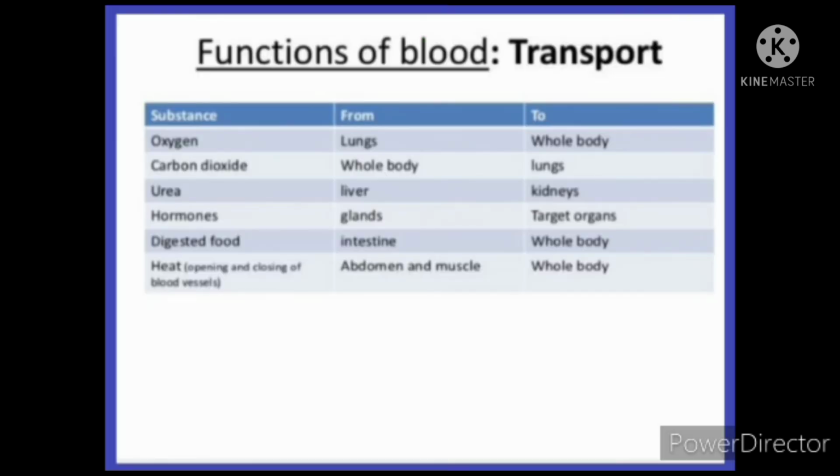Now we will read about the functions of blood. First of all, the different transport functions of the blood. For example, circulation of blood is responsible for transporting soluble digested food, excretory material, and hormones from one organ to the different organs. Blood also carries glucose from the liver to the muscles. It also transports oxygen from the lungs to all the parts of the body.